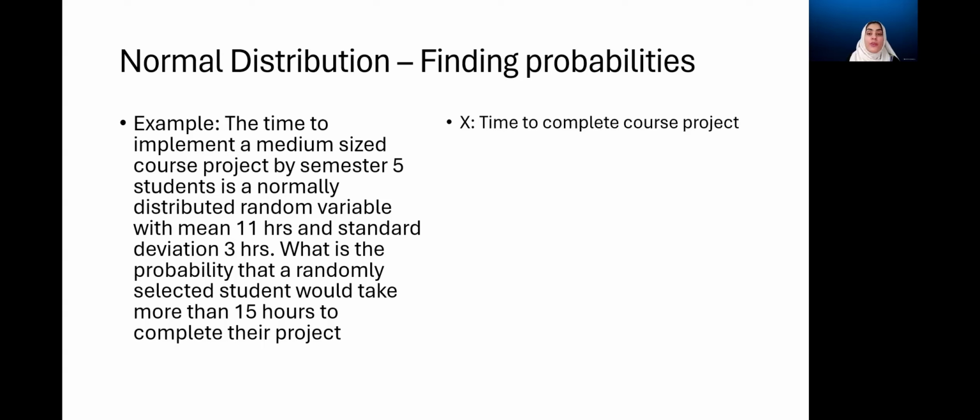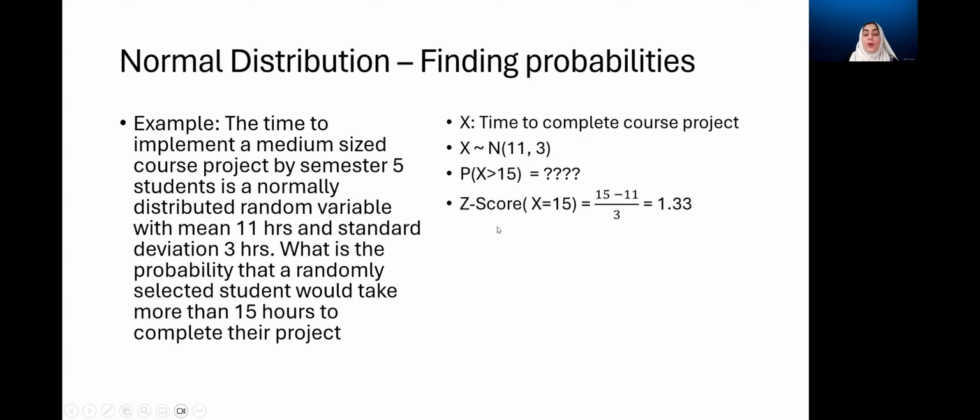And for that, we know x is the time to complete the project, and it is following a normal distribution because it is stated in the question data. We have x following a normal distribution with mean 11 and standard deviation 3. Now, P of x greater than 15 is what we need to find out. So we find the z-score corresponding to 15, and we get it as 1.33.